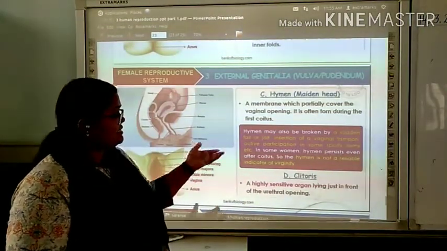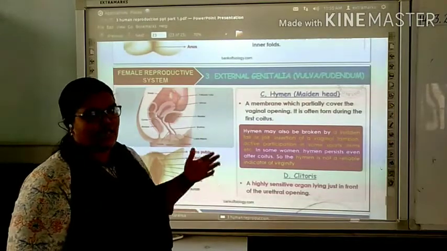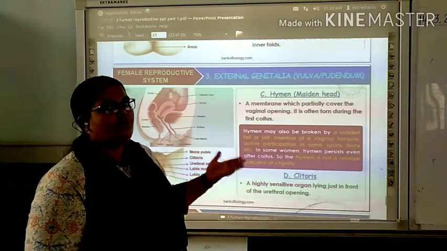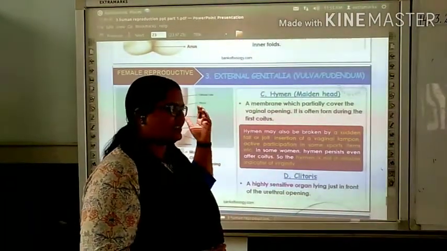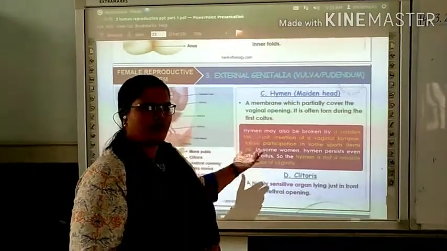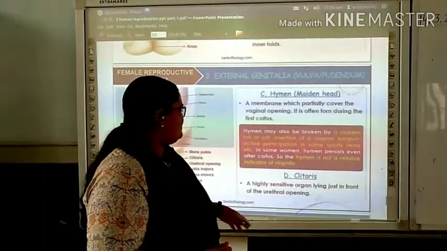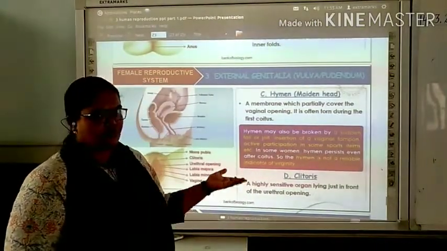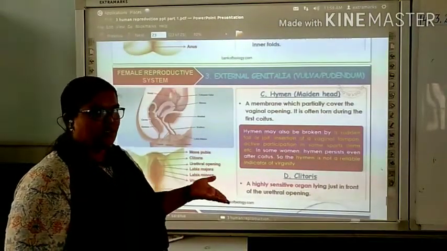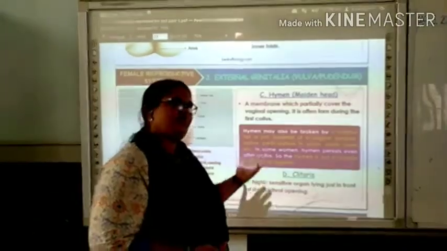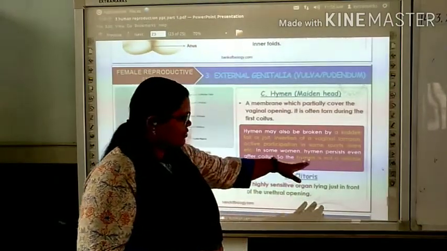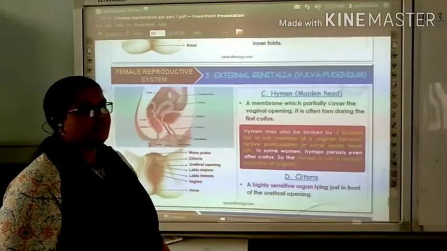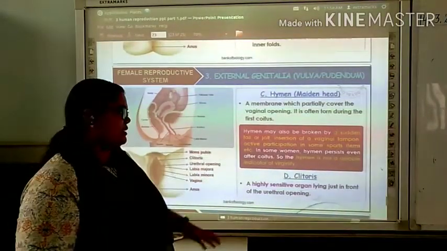In olden days it was considered that the hymen must be present, and only then the woman is considered a virgin. So that's actually a false concept. It can be torn open by any of these methods, right? In some women, the hymen persists even after coitus also. That's also a possibility. After sexual intercourse it may still be present, right? So the hymen is not a reliable indicator of virginity. That's a false thing, right?